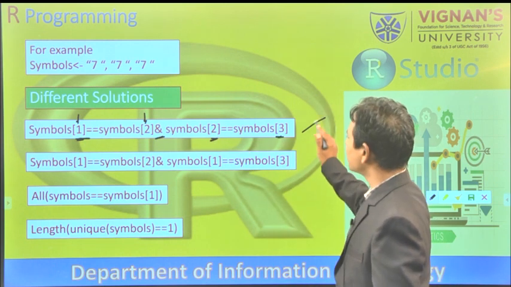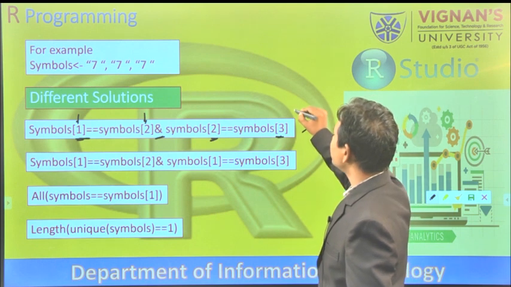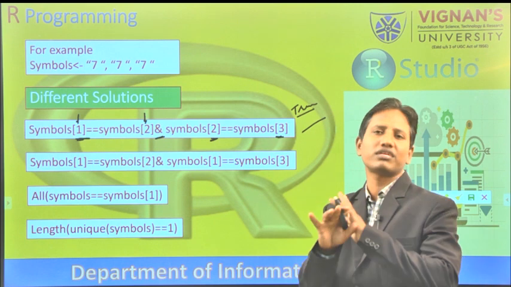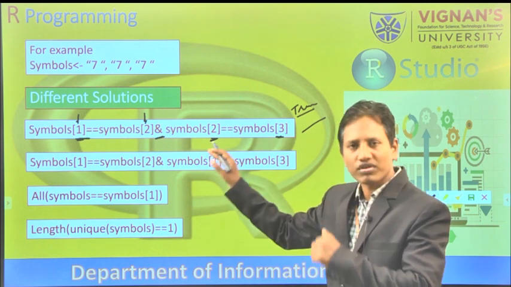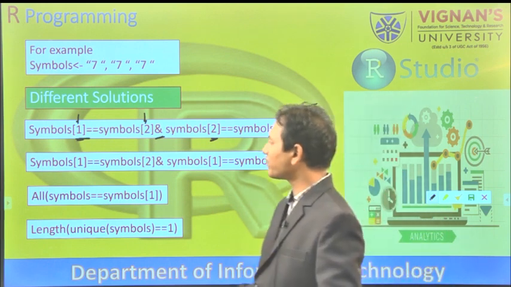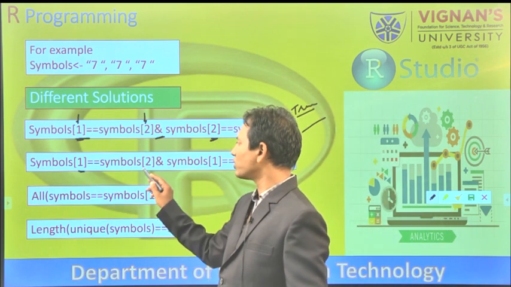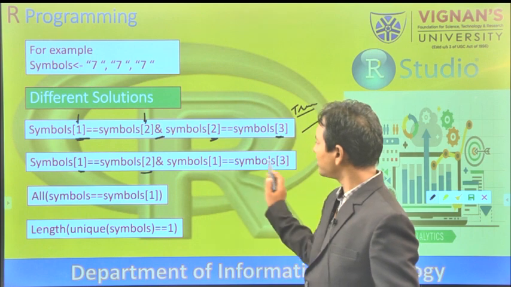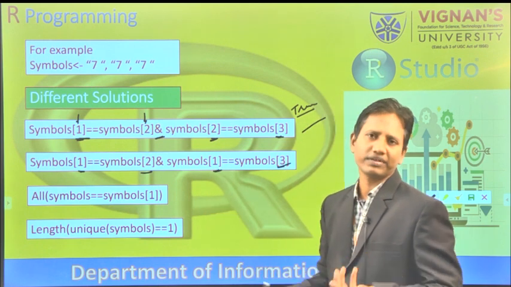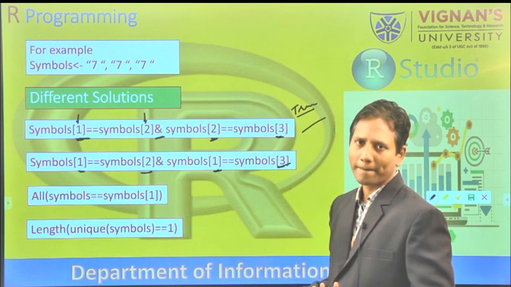In this case, the condition is true. It means that all 3 symbols are 7. So this is how I am able to use it, or I can say that symbol 1 should be equal to 2 and symbol 3 is also going to be equal to 1. This is also fine. I can use this.